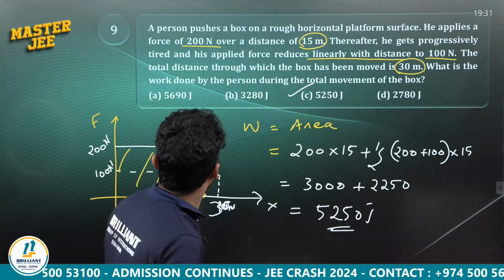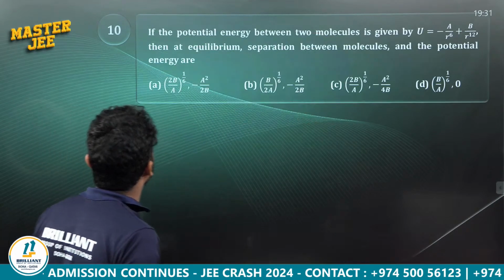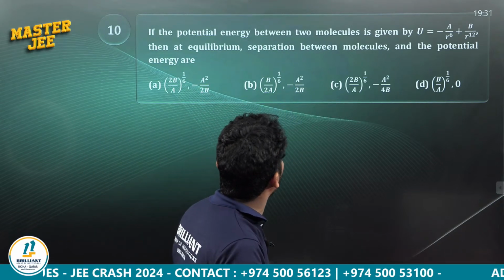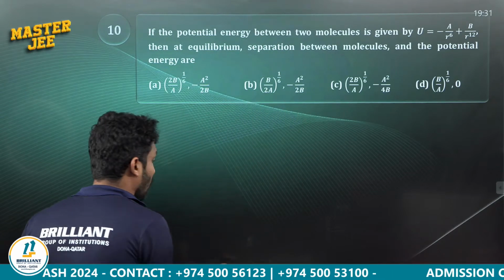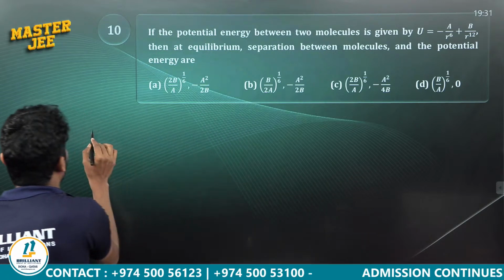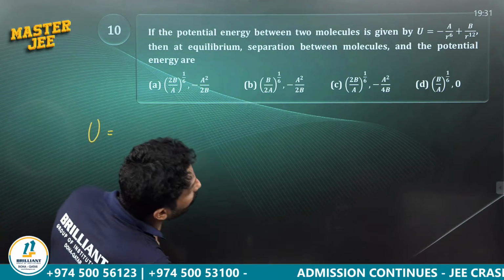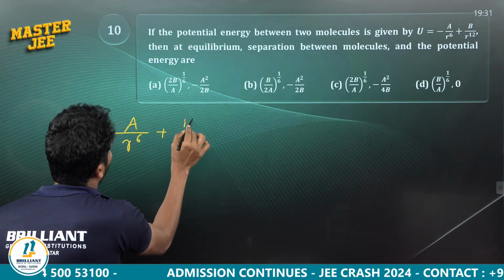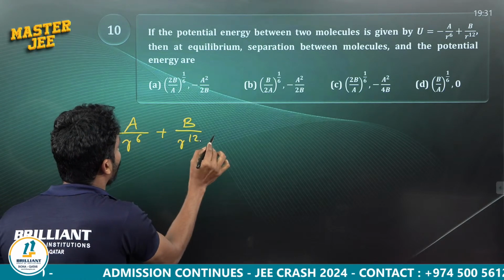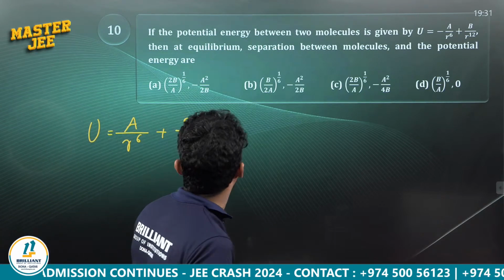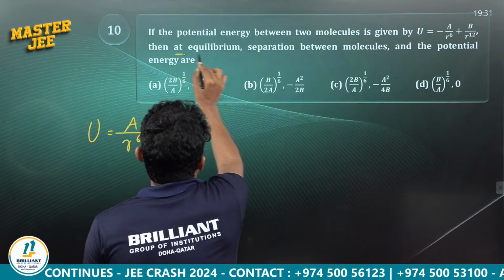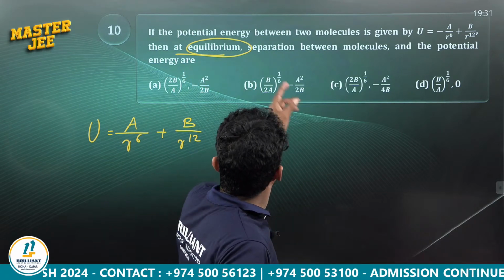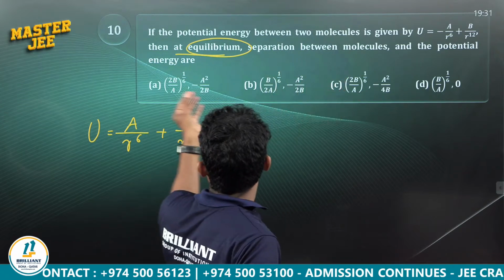Understood? Okay. Now the final question of this DPP: the potential energy of two molecules is given by U equal to A divided by R raised to 6 plus B divided by R raised to 12. This is the potential energy variation given. Then at equilibrium, which is an important term here, the separation between molecules and potential energy are asked.